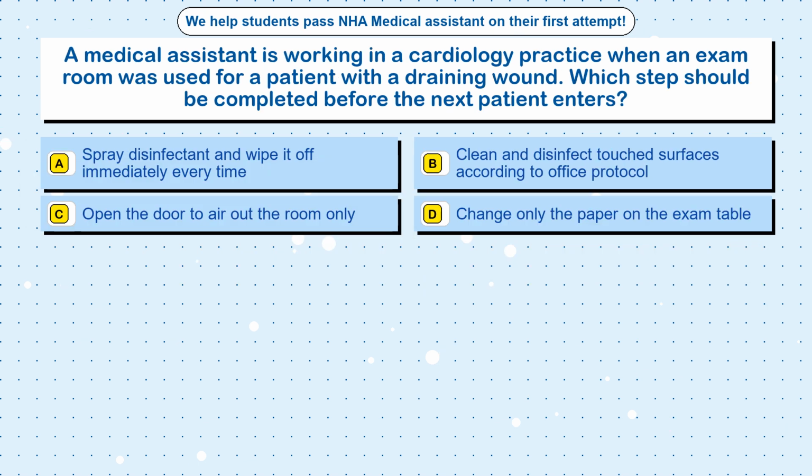Question 8. A medical assistant is working in a cardiology practice when an exam room was used for a patient with a draining wound. Which step should be completed before the next patient enters? Option A. Spray disinfectant and wipe it off immediately every time. Option B. Clean and disinfect touched surfaces according to office protocol. Option C. Open the door to air out the room only. Option D. Change only the paper on the exam table.